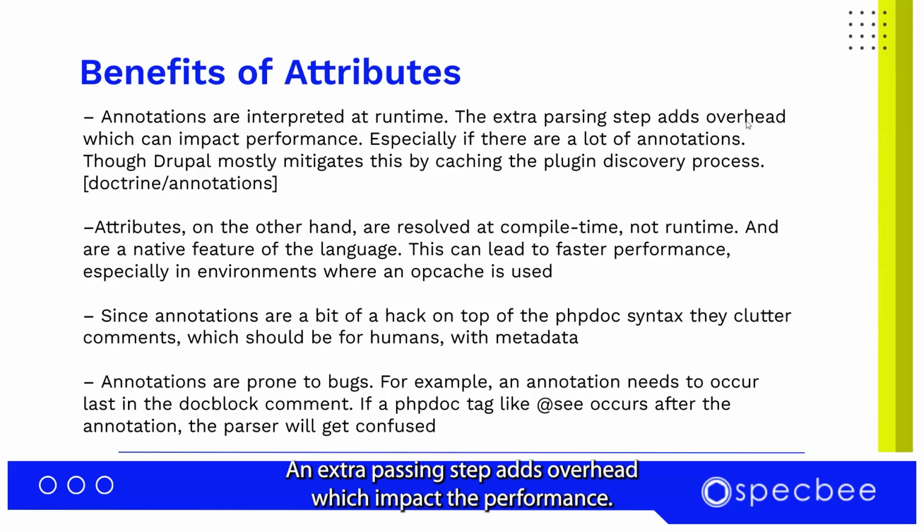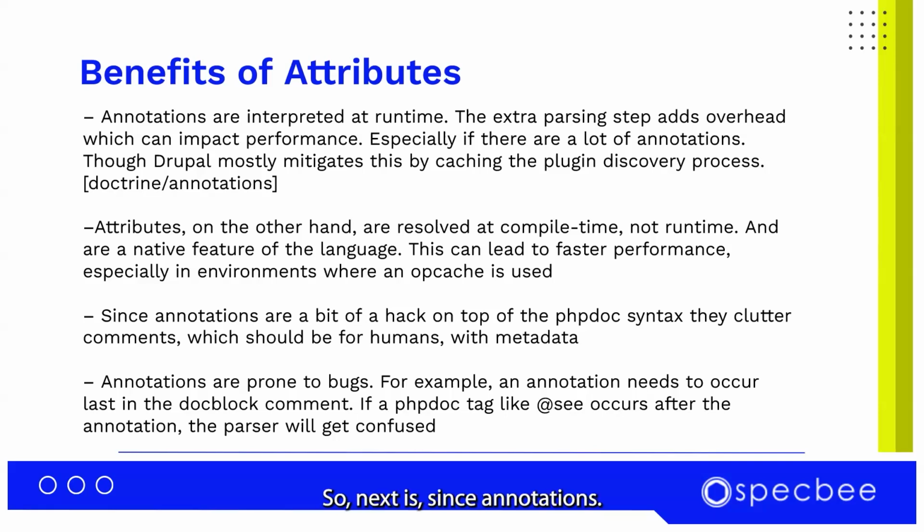The extra parsing step adds overhead which impacts performance, right? While in the case of attributes, it is now a part of the PHP language, so it will be executed during compilation only. While your other functions and classes are compiling, at that time your attributes will get compiled and will register your plugin. So no additional processing time will be taken in the case of attributes.